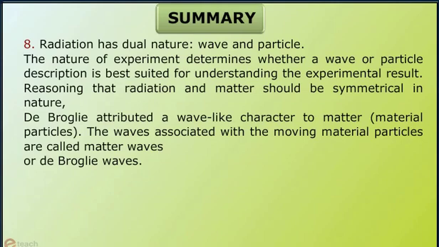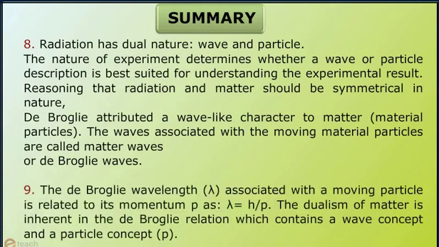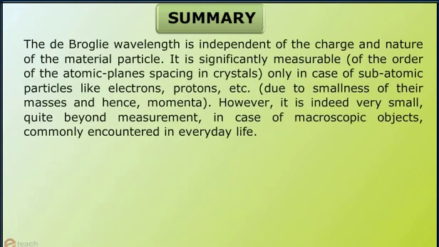Ninth, reasoning that radiation and matter should be symmetrical in nature, de Broglie attributed a wave-like character to material particles. The wave associated with moving material particles is called matter waves or de Broglie waves. The de Broglie wavelength λ associated with a moving particle is related to its momentum as λ = h/p. The dualism of matter is inherent in the de Broglie relation, which contains a wave concept λ and a particle concept p. The de Broglie wavelength is independent of the charge and nature of the material.